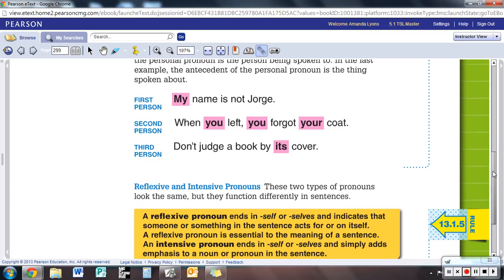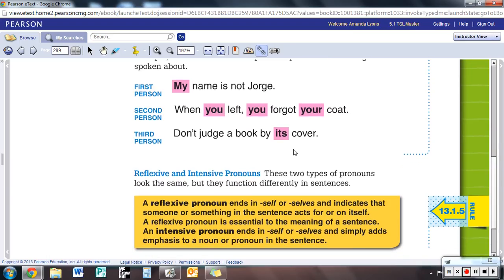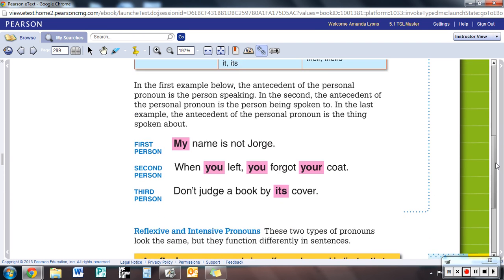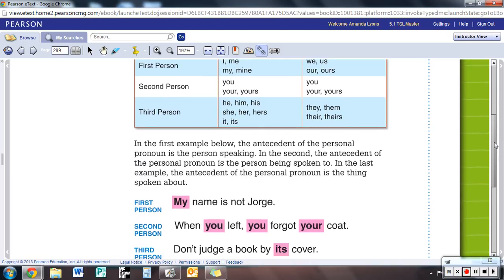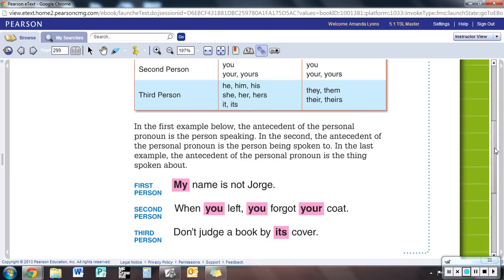Now, third person, you will be able to find the antecedent in the sentence, or at least in this example: don't judge a book by its cover. So we highlight its, that's our pronoun. What are we talking about when we say its? We're talking about the book. The antecedent is book. So that's what we're looking at, the personal pronouns, and we need to know what the antecedents are for personal pronouns and how to find them.